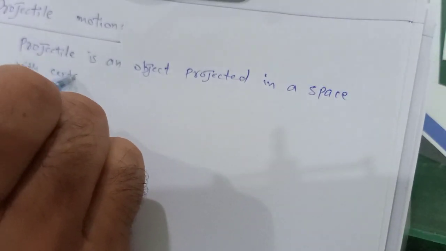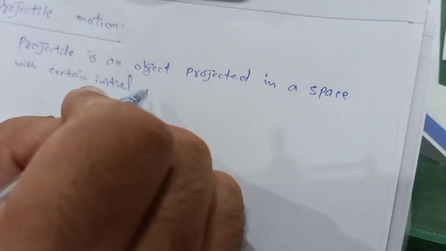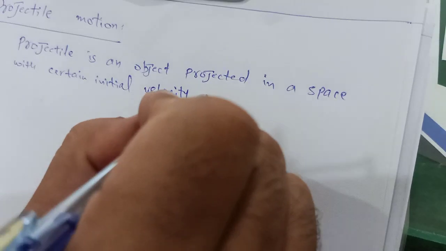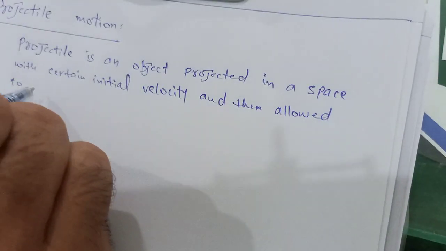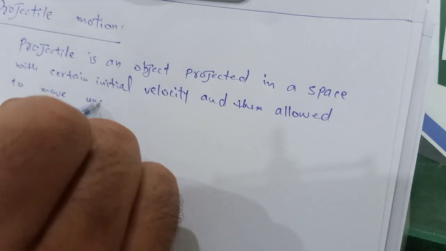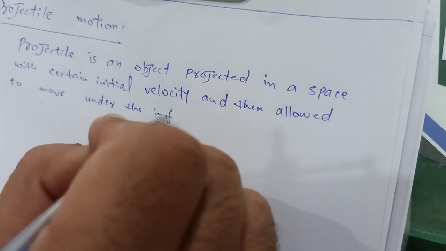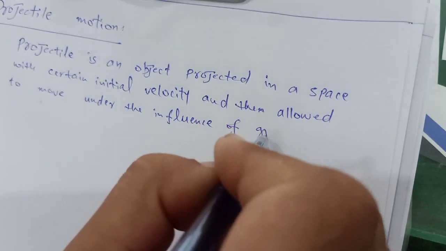Today's topic is projectile motion. So projectile, first of all, हम इसको introduce करते हैं. Projectile is an object projected in a space with certain initial velocity and then allowed to move under the influence of gravity.